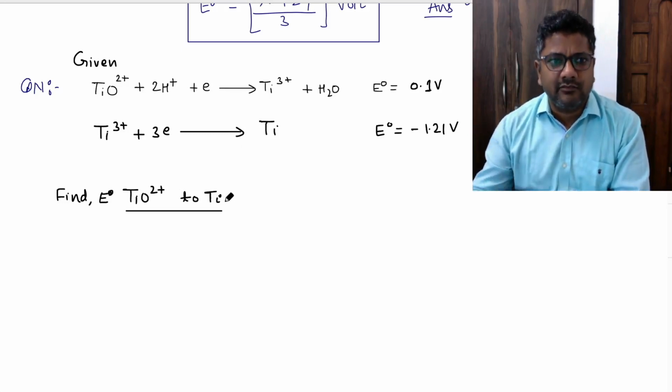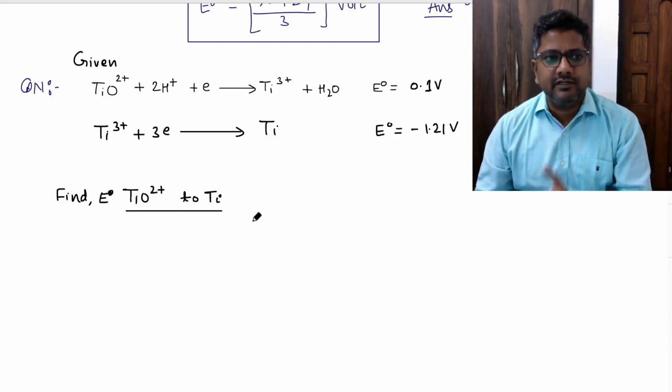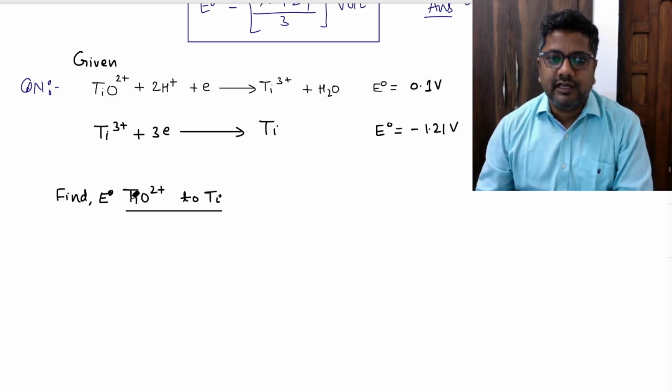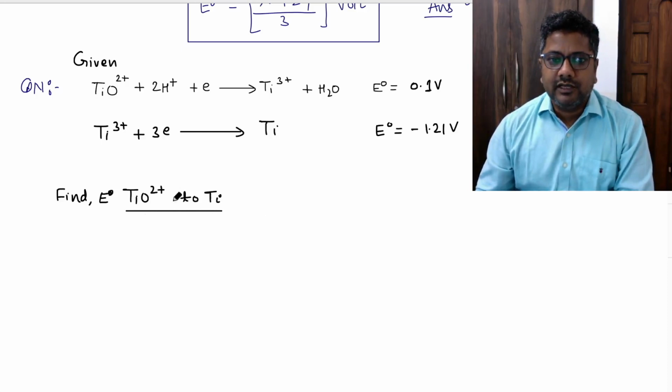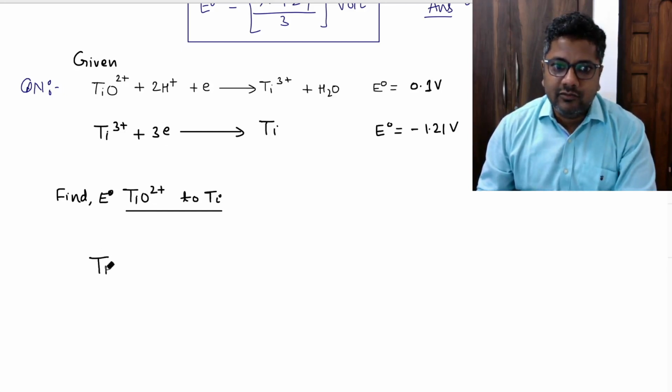Or one more way you can do this: if you don't want to add these, you can balance this by the ion electron method. You will get the same answer, right? So TiO2 plus 2 gives, if you add these two, and I am balancing this basically. TiO2 plus gives Ti.